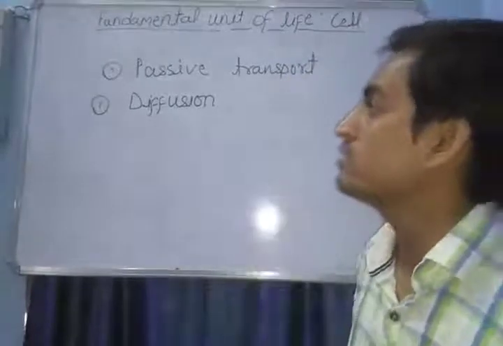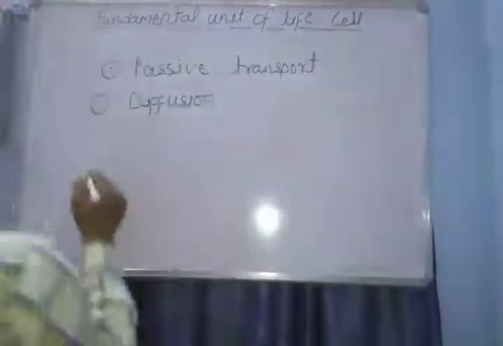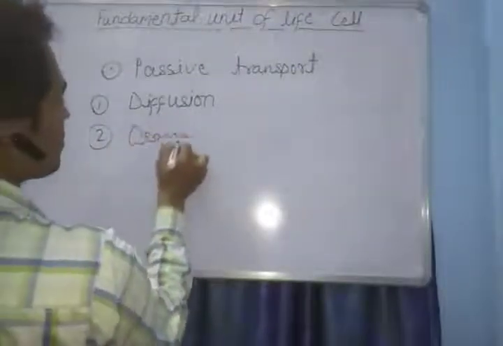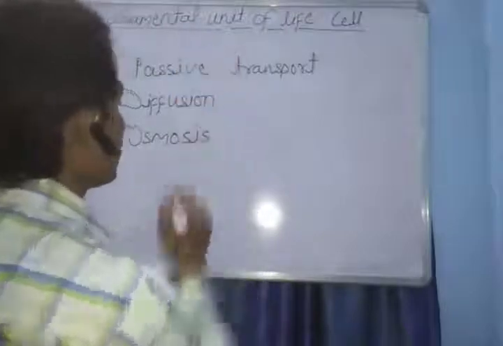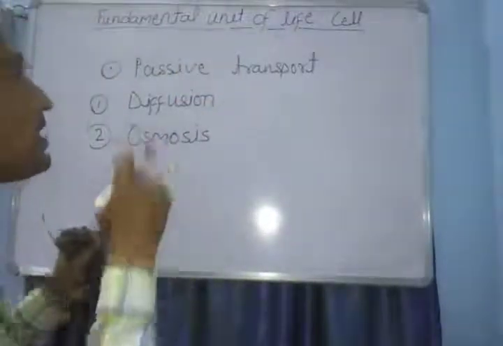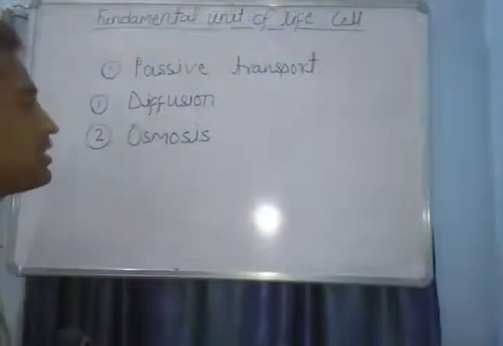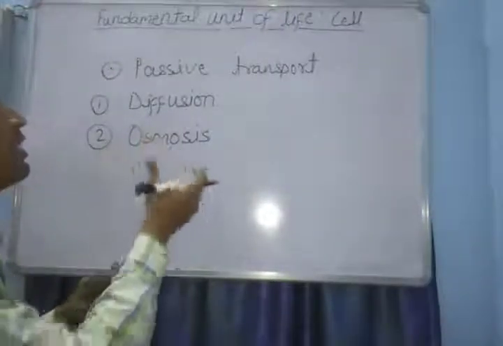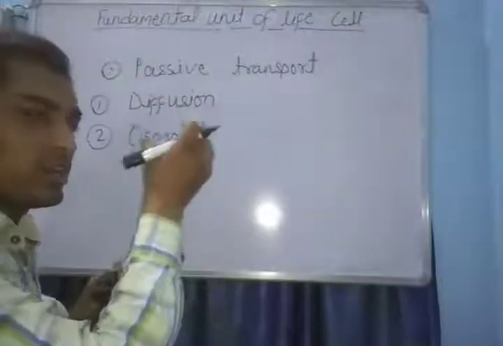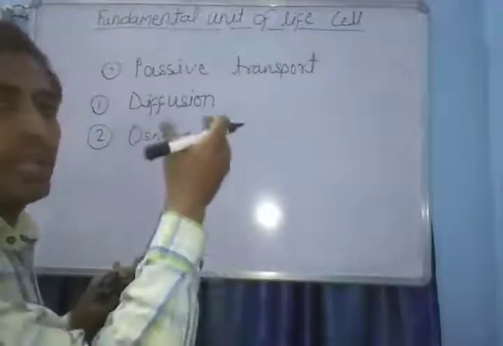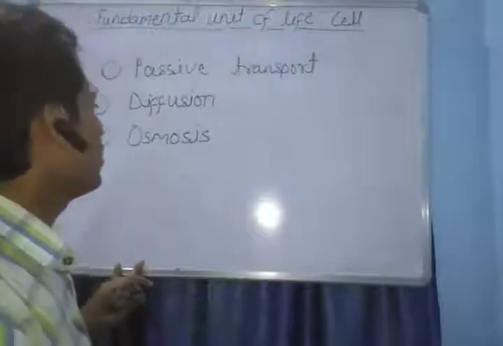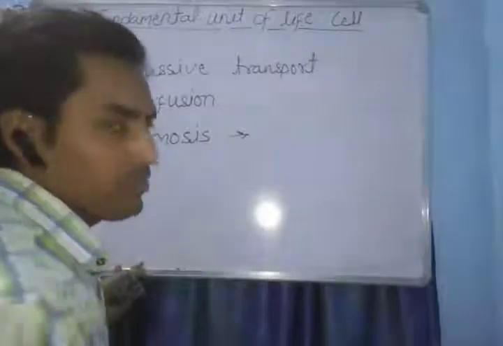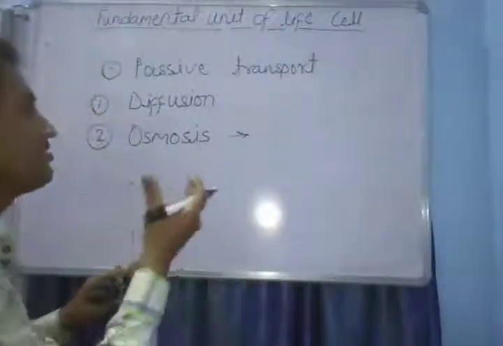The next process after diffusion, the second process, is osmosis. Osmosis is like diffusion, but a little different from it. As we know, diffusion occurs in solid, liquid or gas. Osmosis is a type of diffusion, but normally it is defined differently.